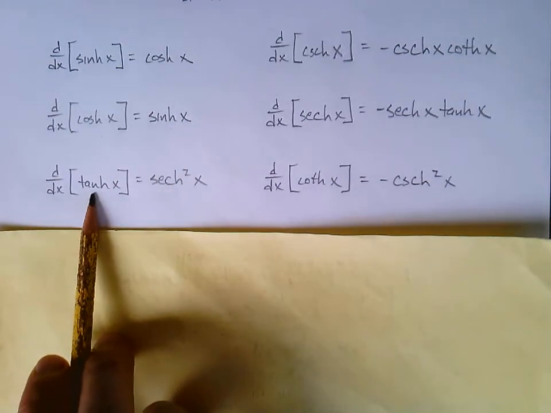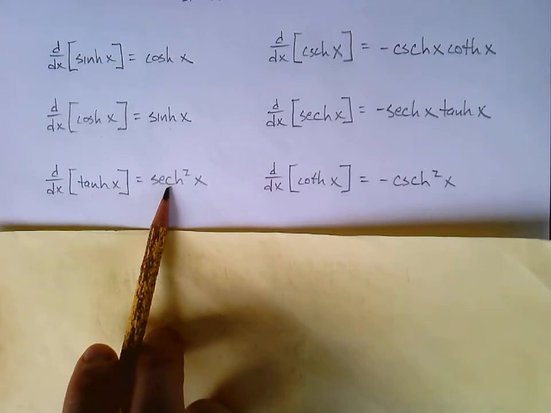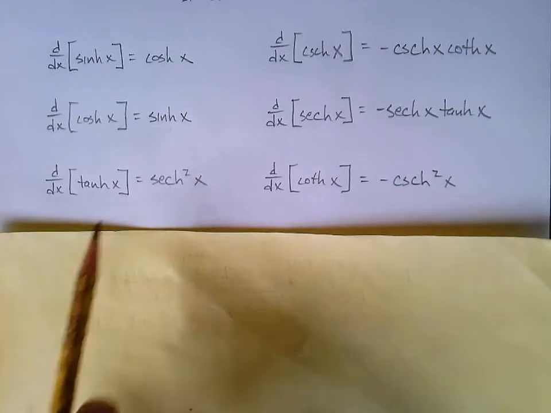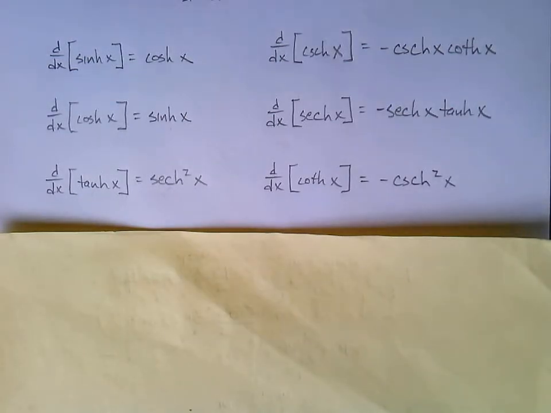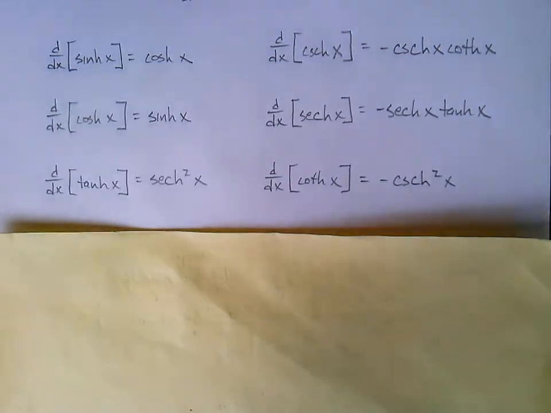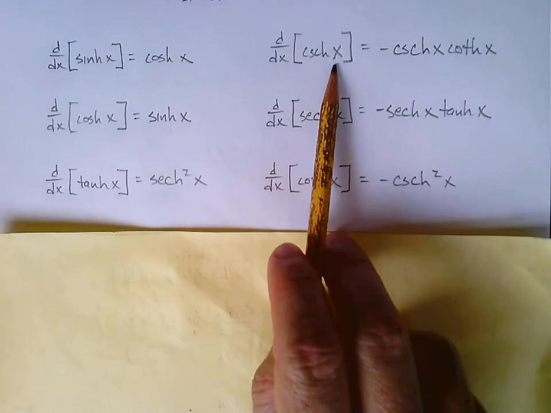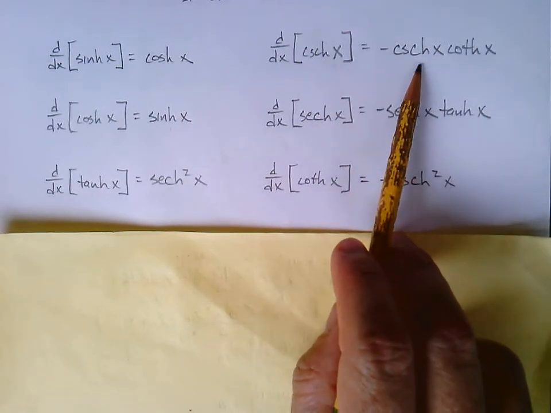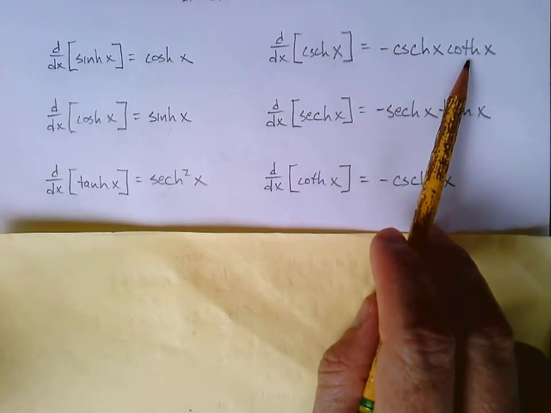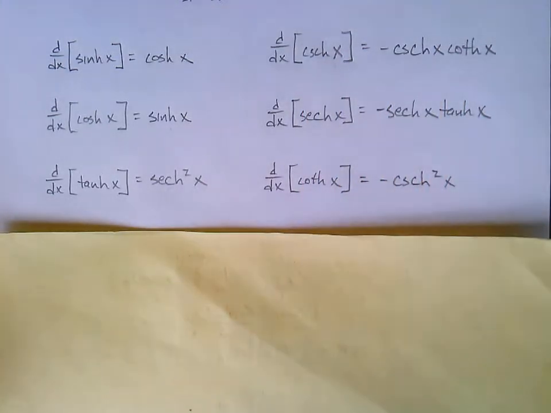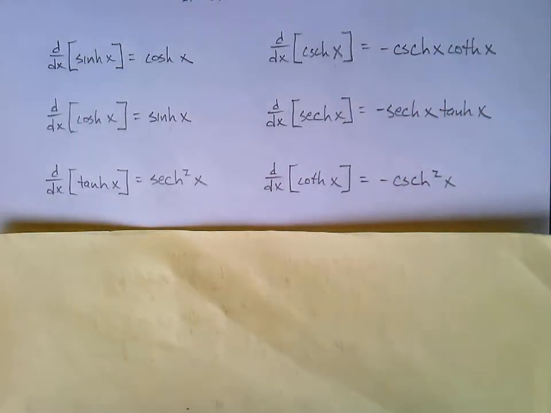Now, what would you really hope for the derivative of tanh x? Man, it would be great if it's sech squared x, right? That would match the original trig derivative exactly. And it is. So cool. Okay, then what's going on over here? Csch x. And you would hope that it would be negative csch x coth x, because the original trig, cosecant x, is negative cosecant x cotangent x. And it works out exactly like that.